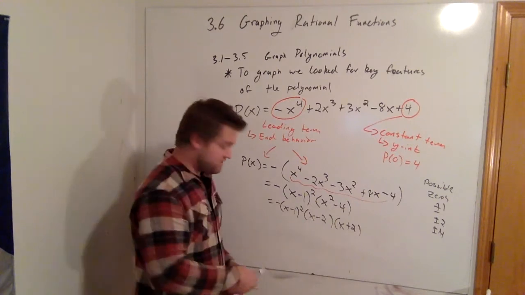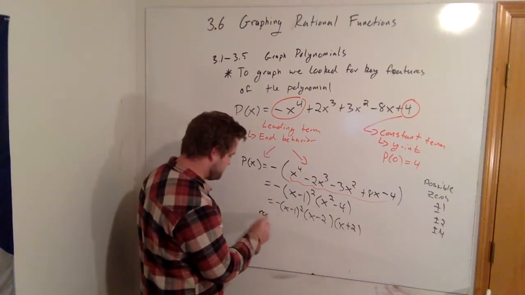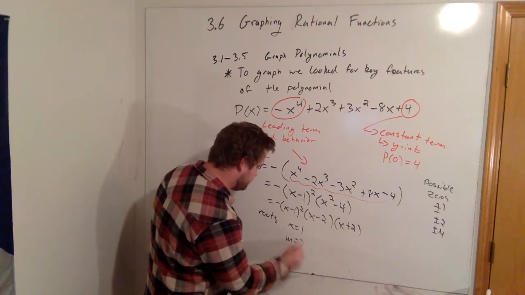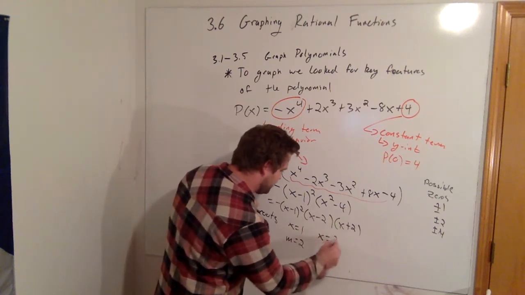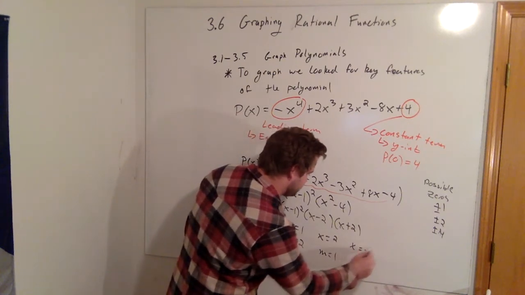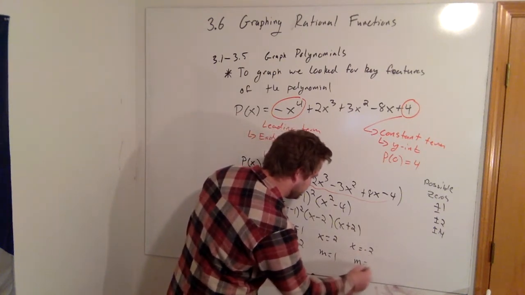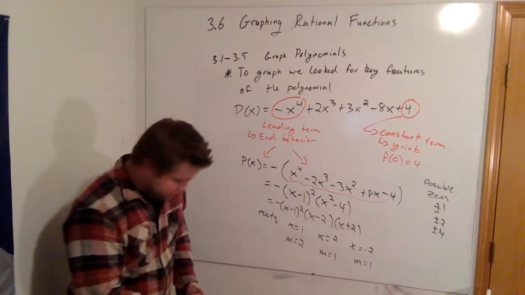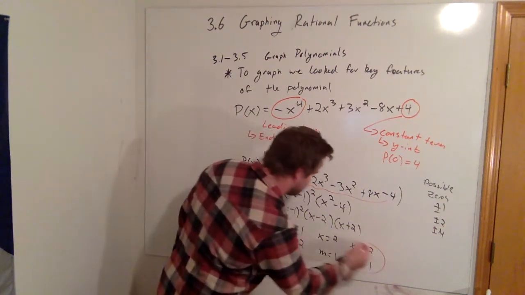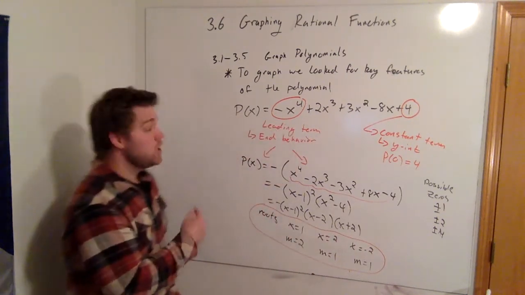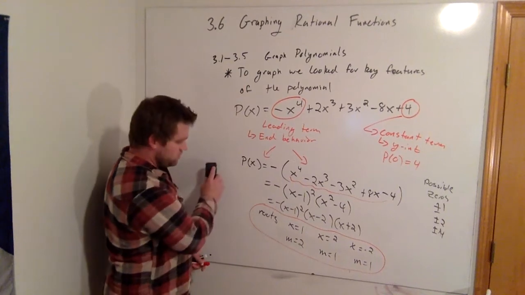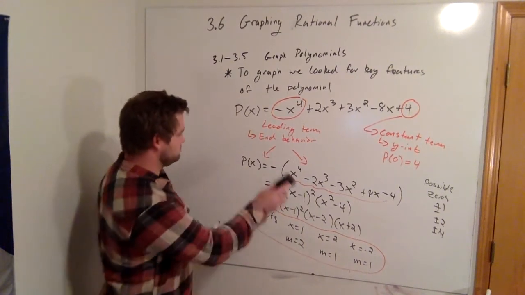We have its roots. So the roots are x equals 1, which has a multiplicity of 2. We have a root x equals 2 that has a multiplicity of 1. And we have x equals negative 2, and that has a multiplicity of 1. Now with all these key features, we're able to sketch this polynomial. Let's do a loose sketch.